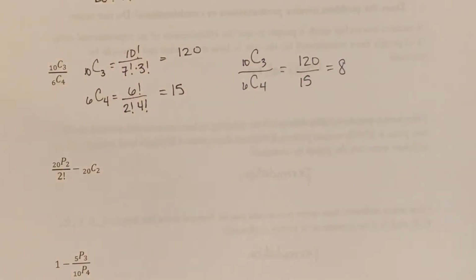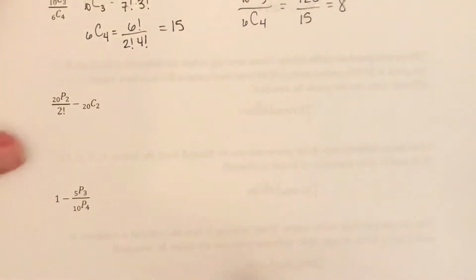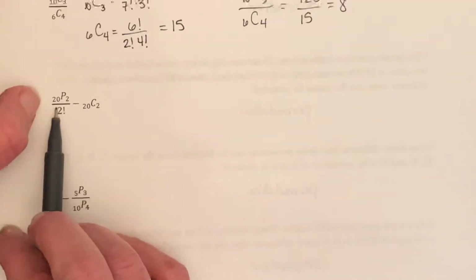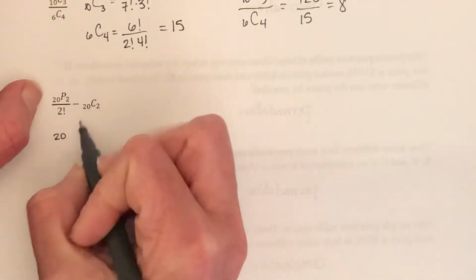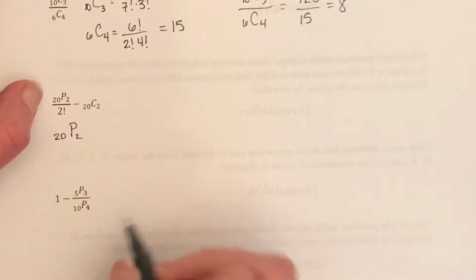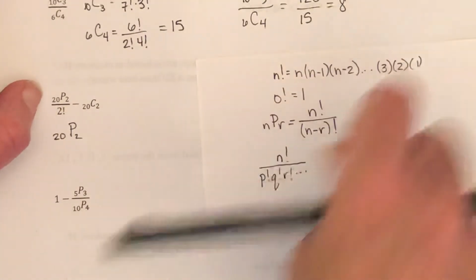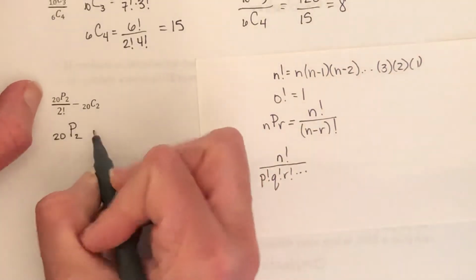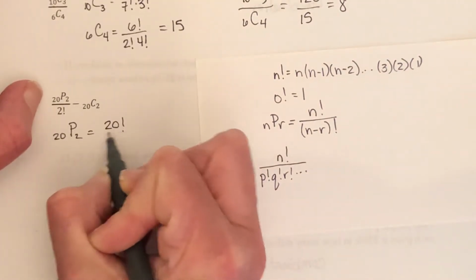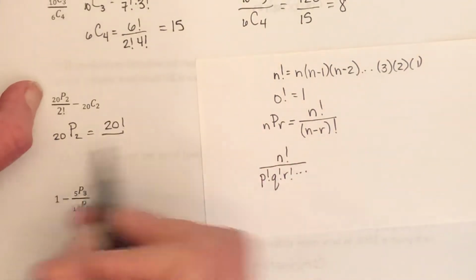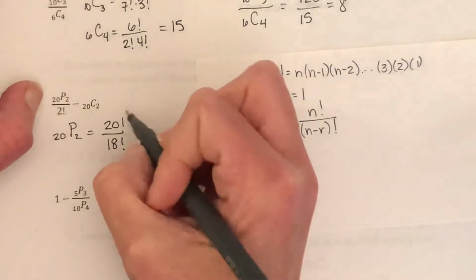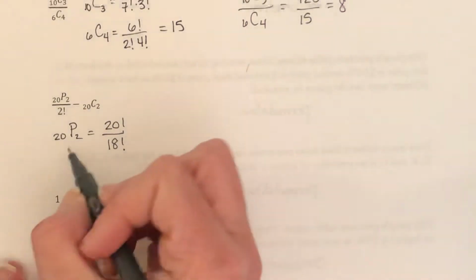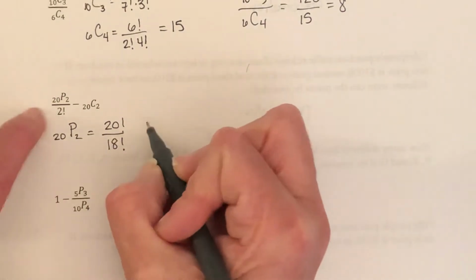Okay, so let's try this one. They've thrown a permutation into this. Okay, so I'm going to do 20P2. Now, from our formulas from the last section, it's going to be 20 factorial divided by n minus r factorial, so 18 factorial. Okay. Now, I want to divide this by 2 factorial.